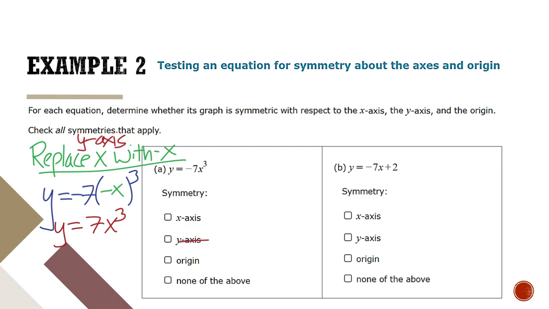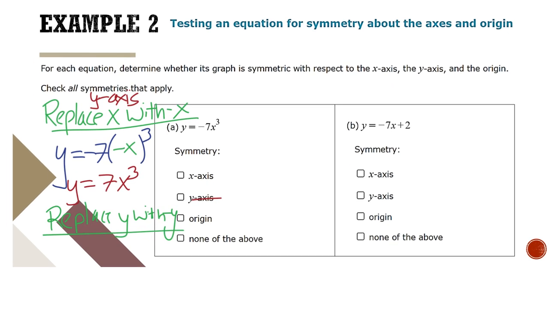Now the next one is replace y with negative y. So replace y with the opposite of y. Now, doing that same thing, I'm going to move this up a little bit for room's sake. Let me go into a different color here. So now y is going to be the opposite of y. So we're saying the opposite of y is equal to negative 7x to the third. All we did was take this y, which is positive, and make it the opposite of it.